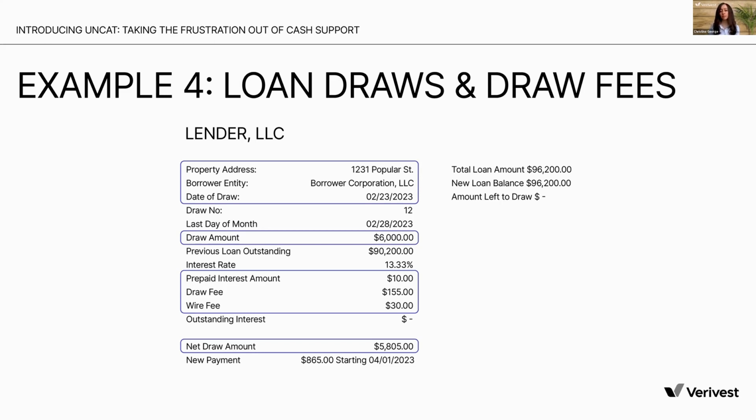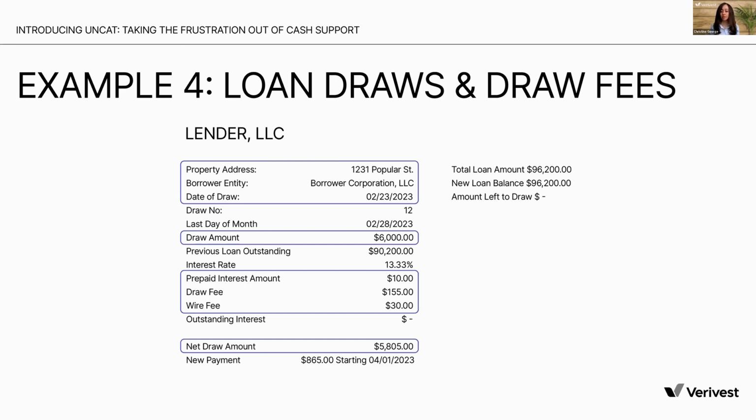So in this example, we see that for Lender LLC, they have a loan draw. It's related to which property address, who is the borrower, what is the date of the draw, which should match your bank account. What is the gross draw amount? $6,000 in this case, in the middle of that example. What is it net down by? So towards the bottom there, you see prepaid interest amounts, a draw fee of $155, a wire fee of $30, and then the net draw amount, $5,805, which should tie to your bank statement.